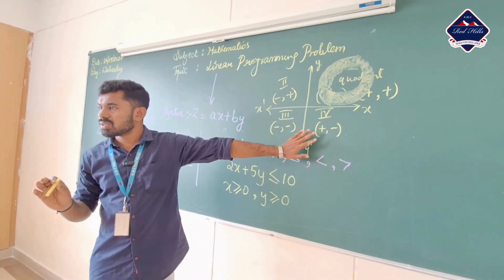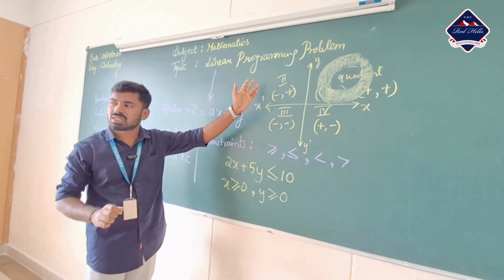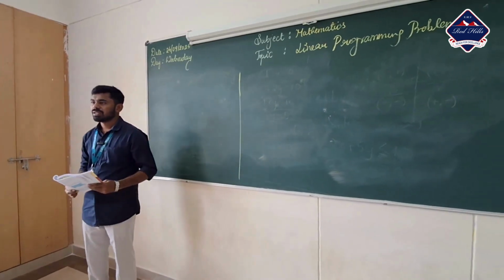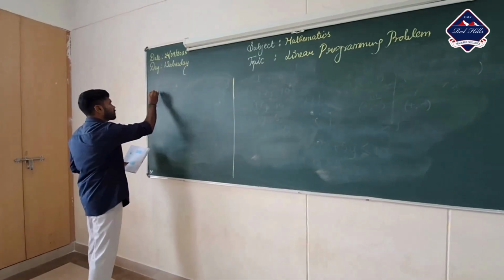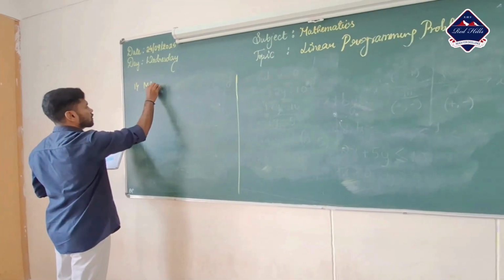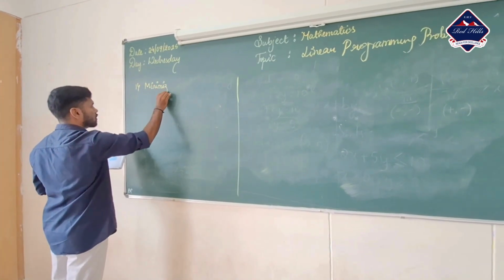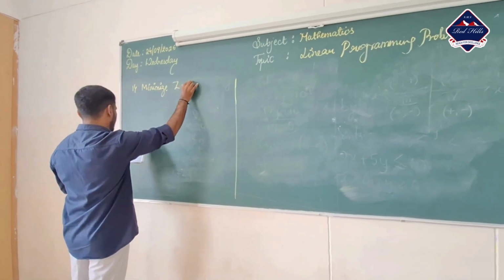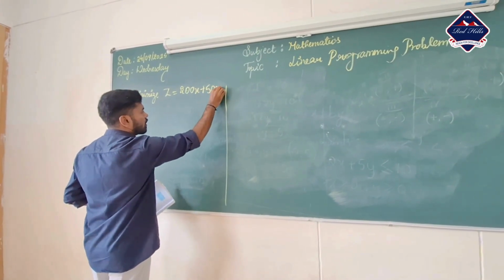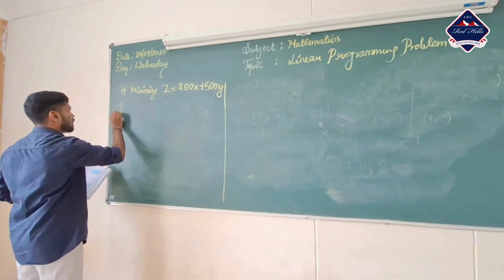Any doubts? No, sir. So then shall we start with the problems, children? Yes, sir. Okay, children, let us copy the first problem. Take down: minimize z is equal to 200x plus 500y, subject to the constraints.